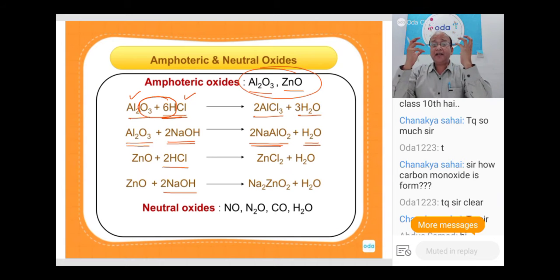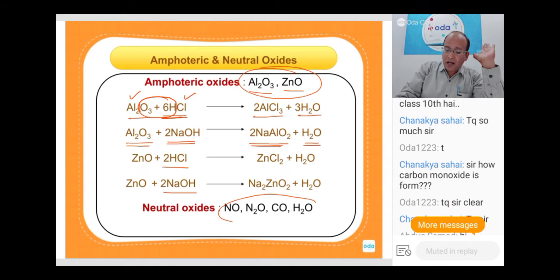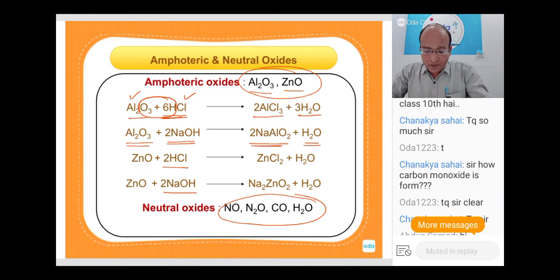Understood? And what is the fourth category of oxides? The fourth category of oxides is neutral oxide. Which oxides are neutral? Those which are neither acidic nor basic. If you put a neutral oxide in water, what will you get, acid or base? Nothing. They are neutral. Neutral means they will not form acid, they will not form base. So I hope you can remember these four oxides, because they are very important and they are called neutral oxides.